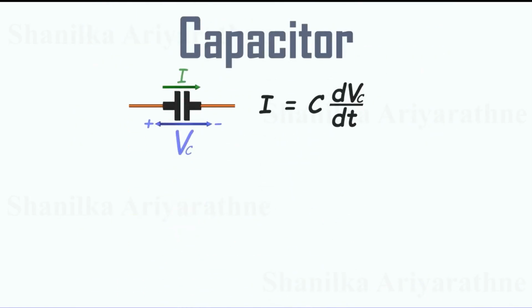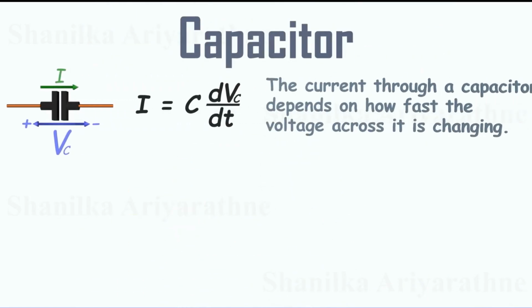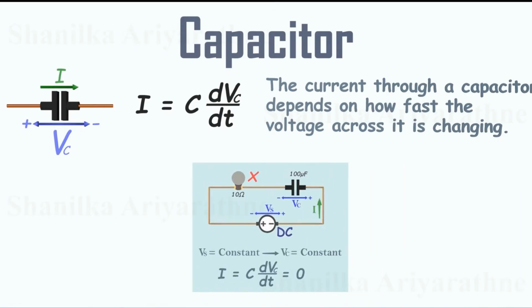If we look at the capacitor equation, it tells us that the current through a capacitor depends on how fast the voltage across it changes. When the supply voltage is constant, like DC, the voltage across the capacitor also eventually becomes constant. And if the voltage is no longer changing, the current becomes zero.